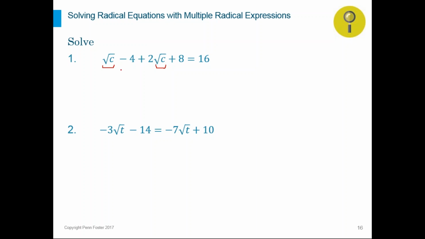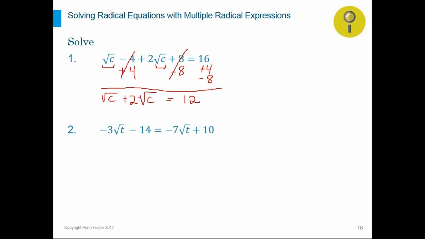What I'm going to do is add 4 and add 4. I need to get rid of the 4. And also I'm going to subtract 8 and subtract 8. That's it. So far I'm going to have the square root of c, that is a 0, and then plus 2 the square root of c, that's a 0, equals 16 plus 4 minus 8 will give you 12.